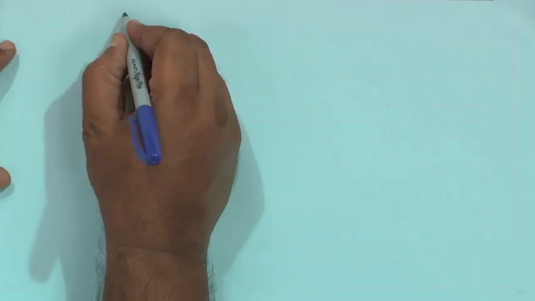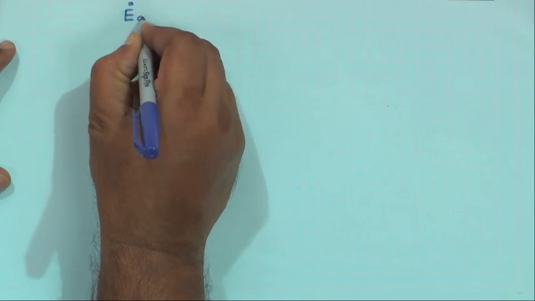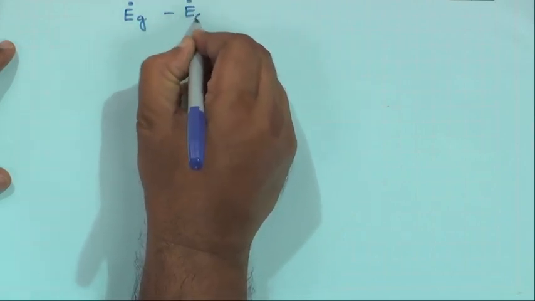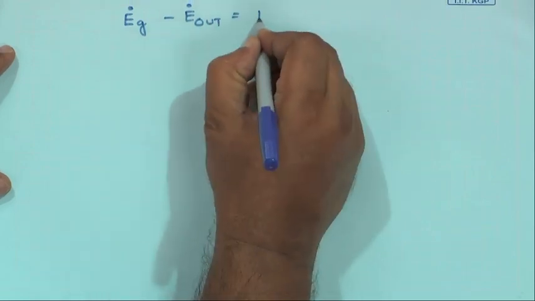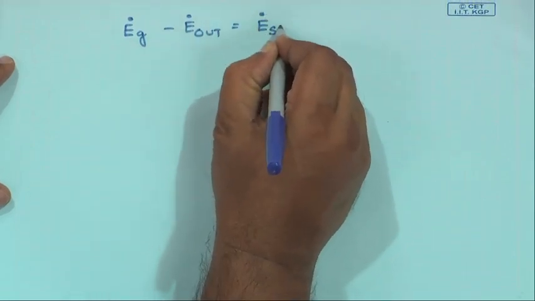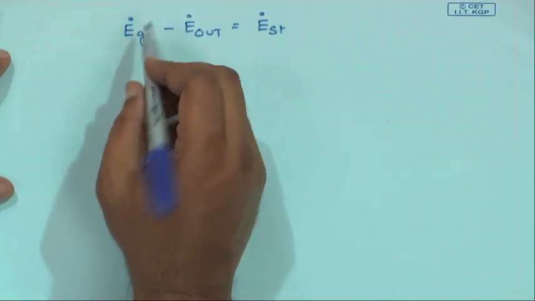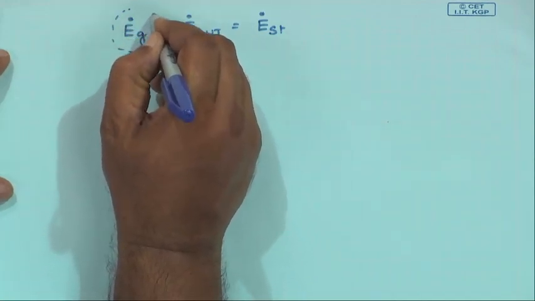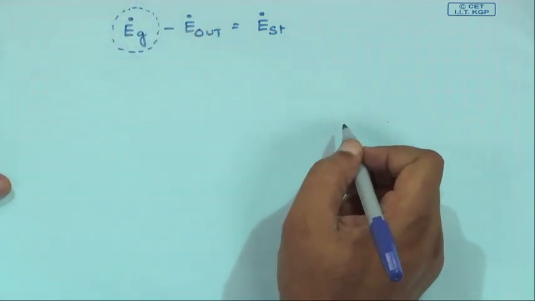In order to do that, I am going to first write physically what is happening in this case. So, in this case, the governing equation takes the form that E dot generation minus E dot out by convection is equal to the rate of change of energy stored in the system. So, this E dot G is the additional term which we are getting for this specific problem.